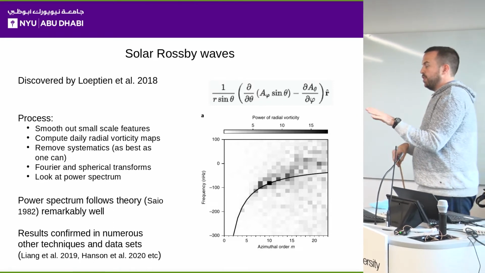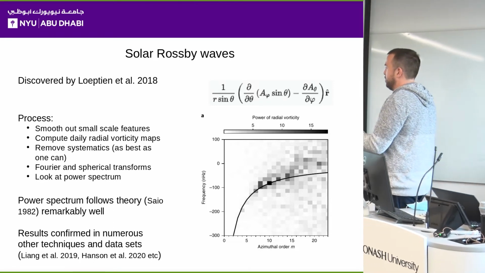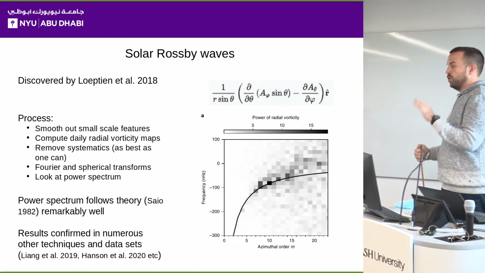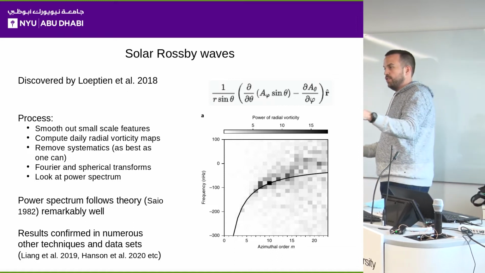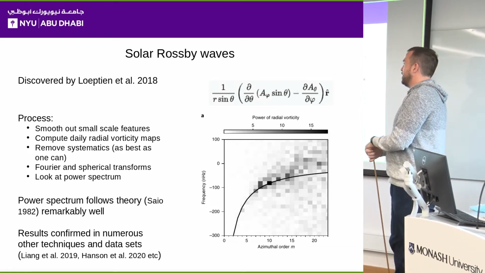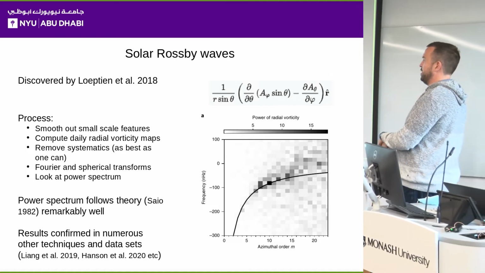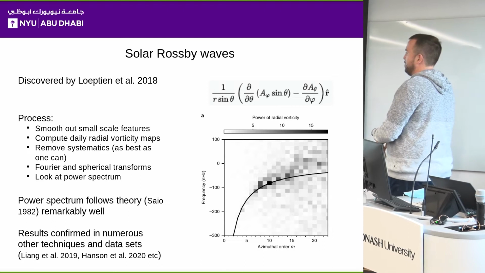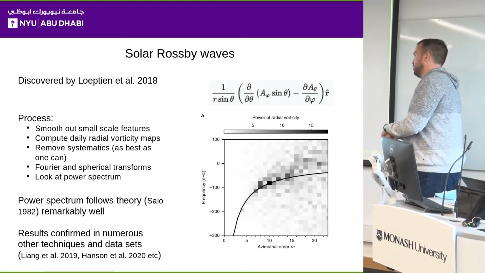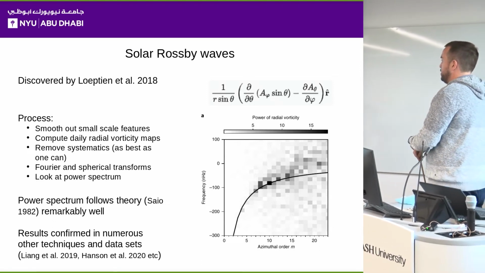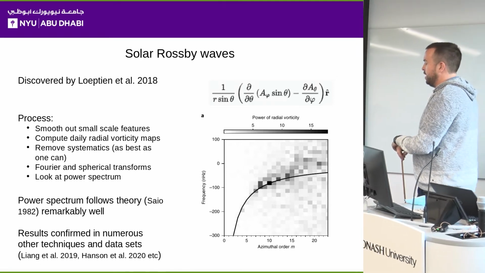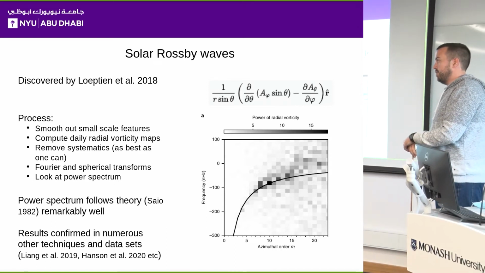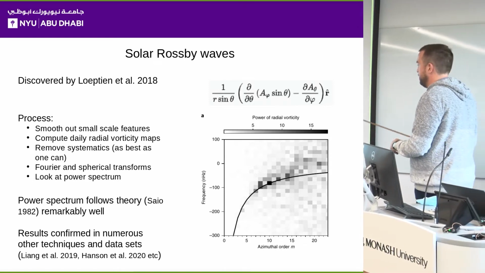What they did is they computed all those flow maps. So they measured all those flows like I described before. They then computed the radial vorticity, because inertial waves are usually vortical, so they're transverse. They usually don't have a radial component. They removed systematics, which is always a problem when you deal with observations, as best they can. I don't think you can ever truly get rid of systematics with real data. They did transforms, and they looked at the power spectrum. When you do a Fourier transform, the power spectrum is just the modulus squared of the signal. And they see this thing.